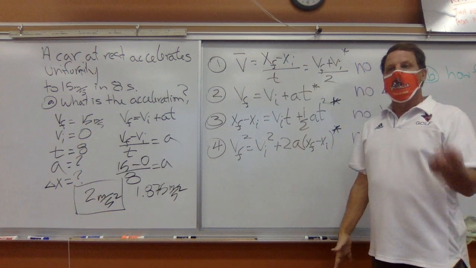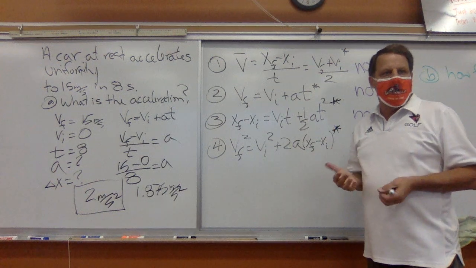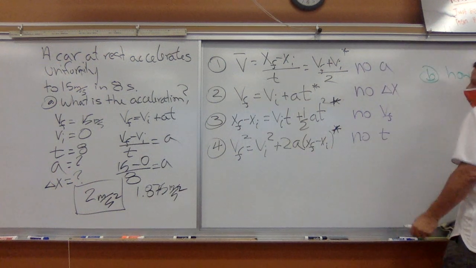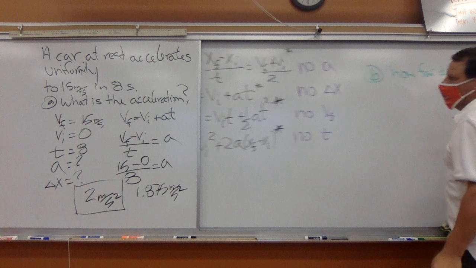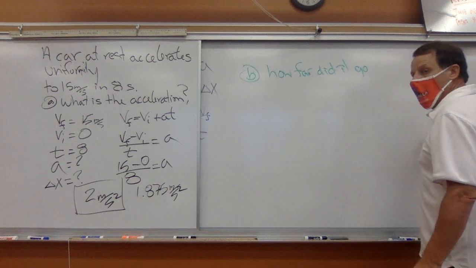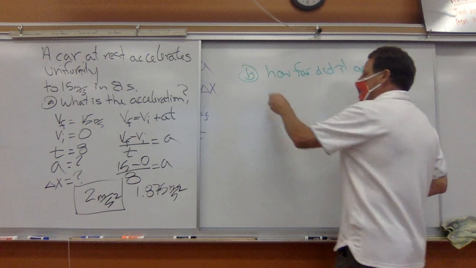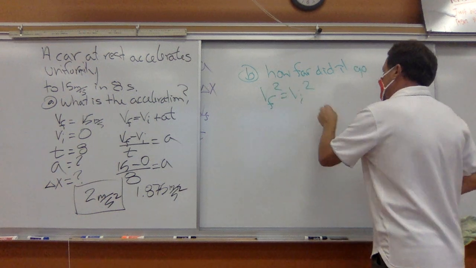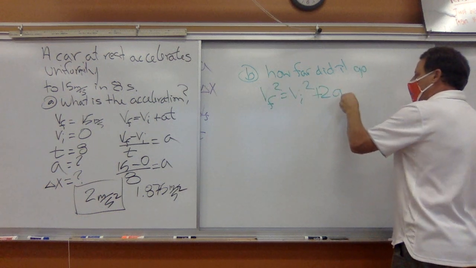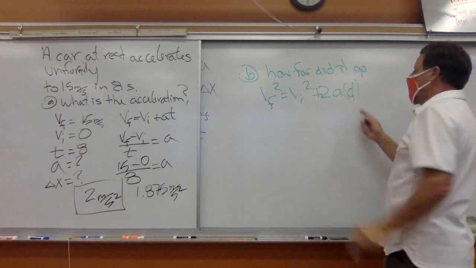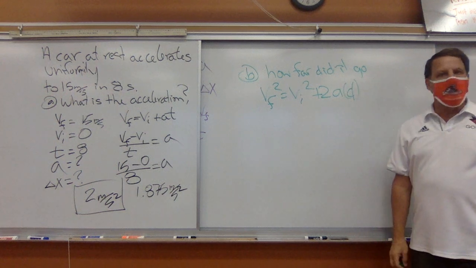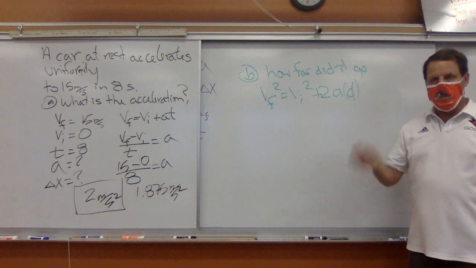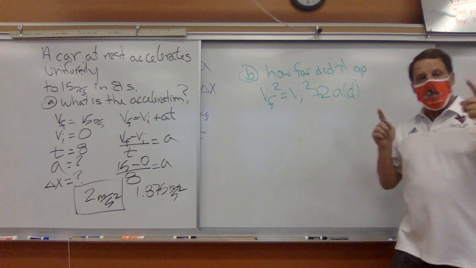So at a certain point, there's more than one choice. I'm just going to use equation number 4, which is v final squared is equal to v initial squared plus 2a, and I could put in D, 2aD, which is just distance or displacement.